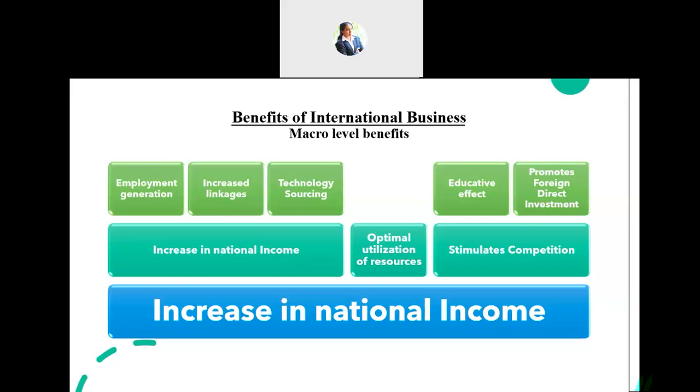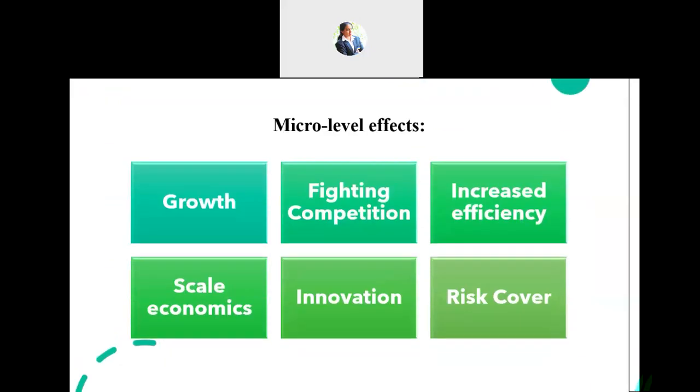Moving forward, let us look at some of the micro level effects. Micro level effects are those which would be directly beneficial for the individual organization which would be going for international business. The first one is growth.